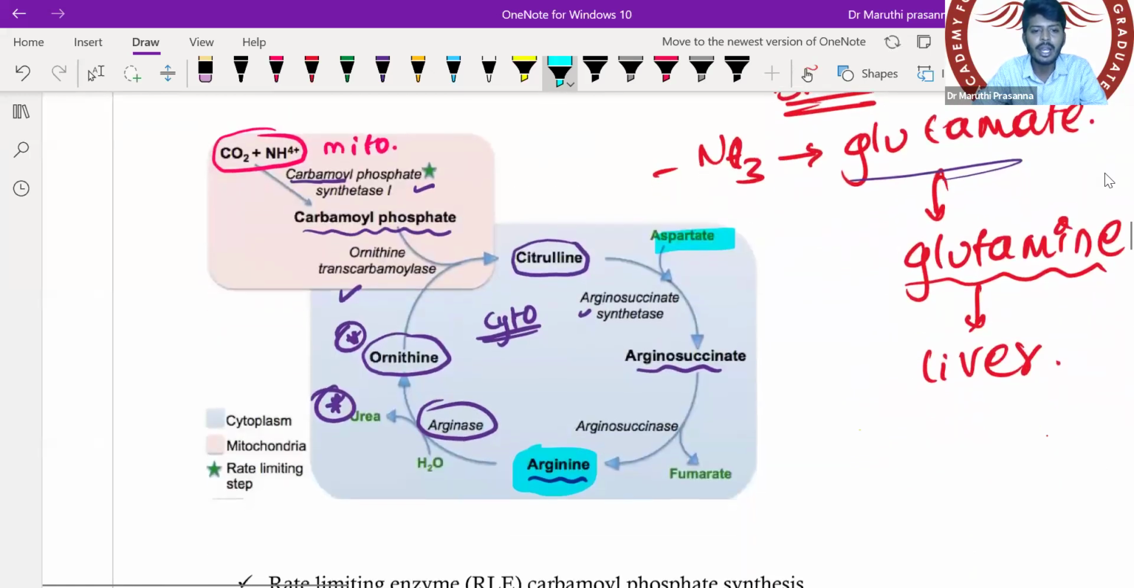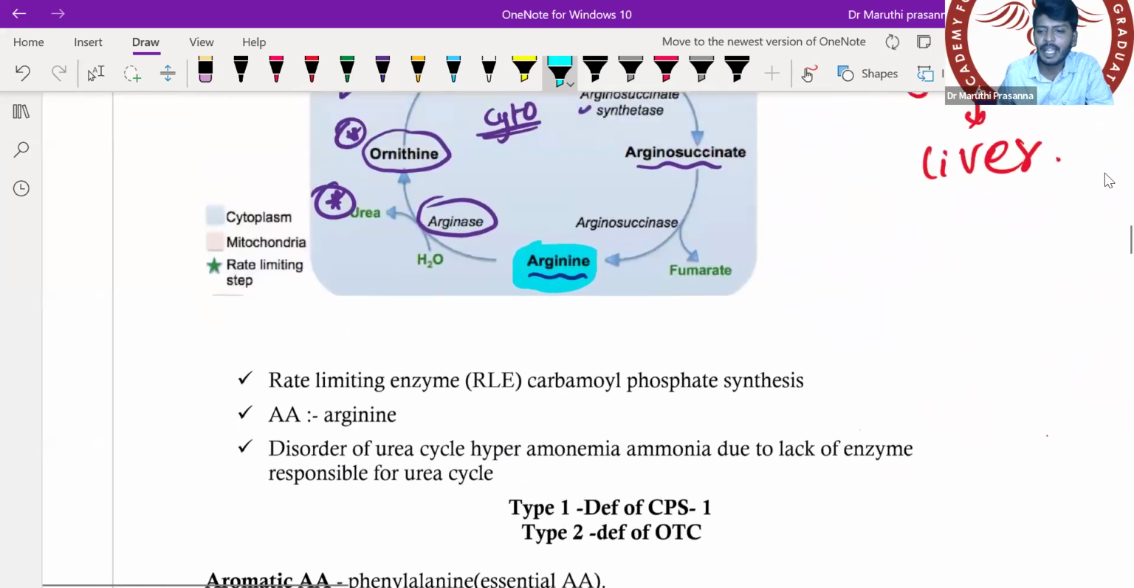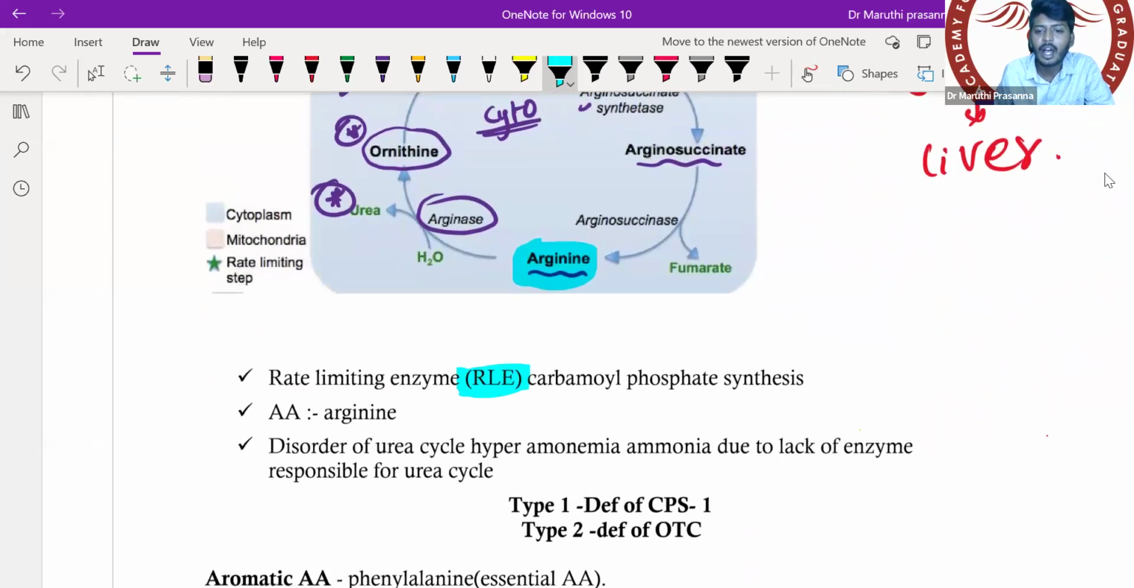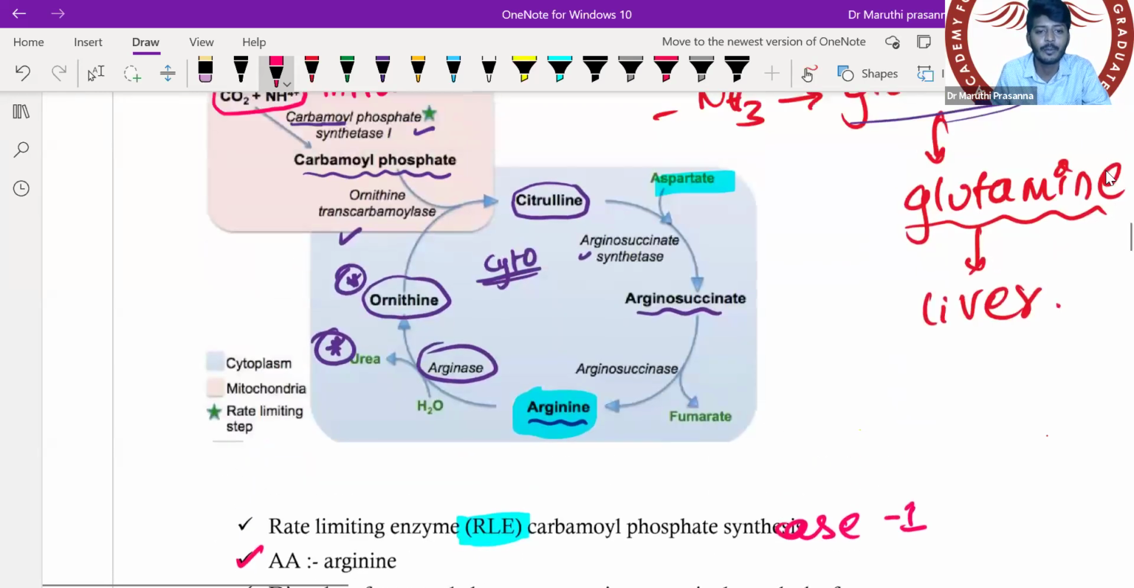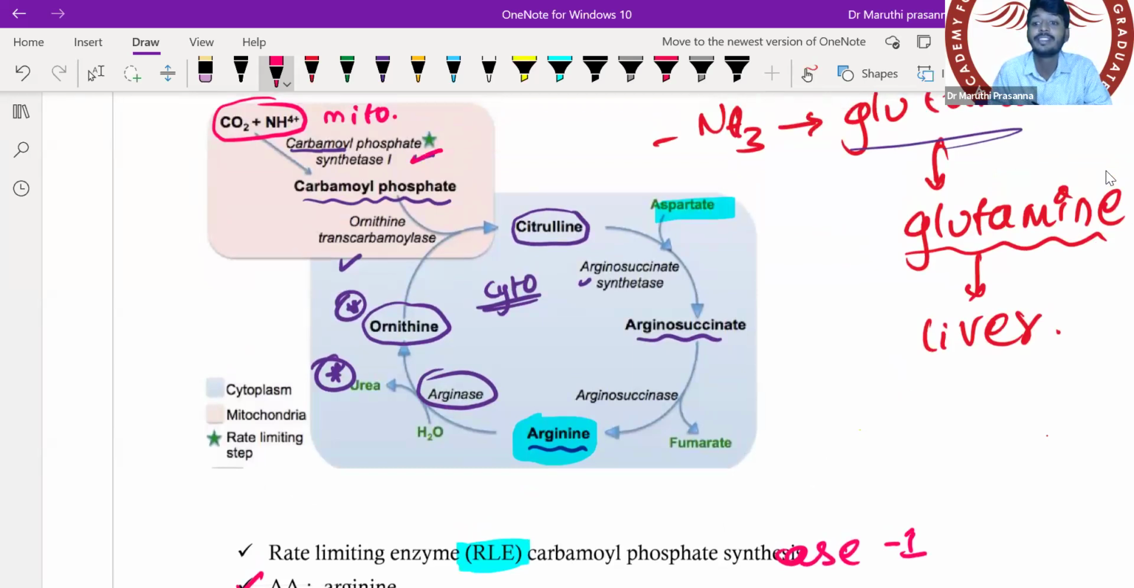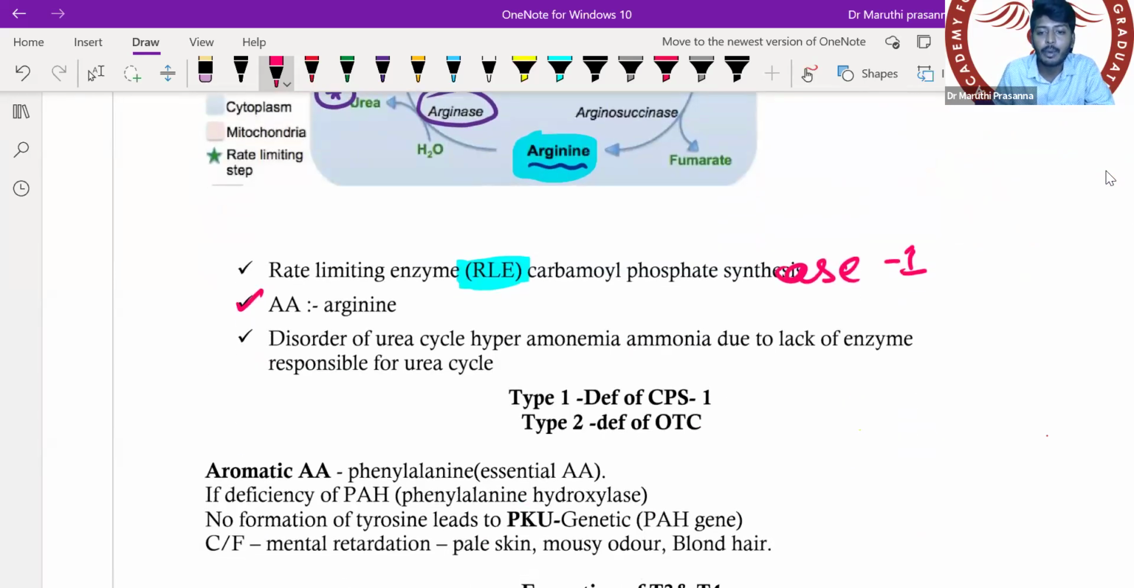Let's talk about the important aspect, the rate limiting enzyme of the urea cycle. The rate limiting step is carbamoyl phosphate synthase, CPS1. Which amino acid plays a role? Arginine. Now there are disorders of the urea cycle. They are due to deficiency of which enzyme? Carbamoyl phosphate synthase 1. CPS1 deficiency leads to hyperammonemia type 1. That is hyperammonemia.